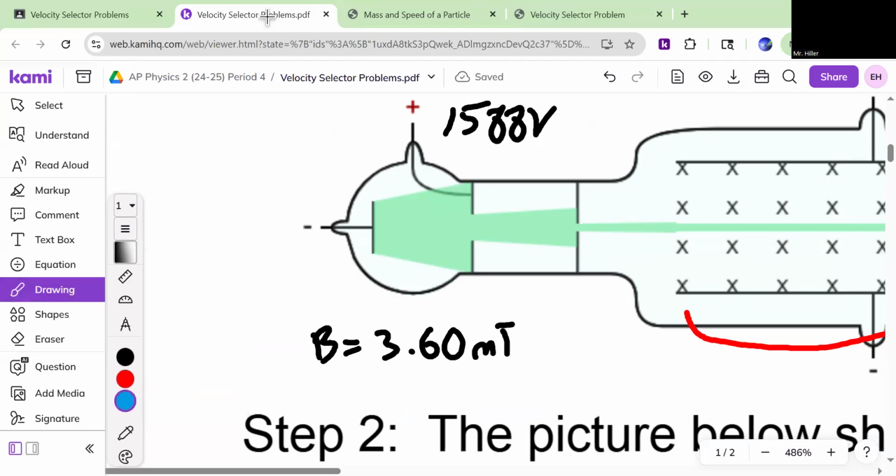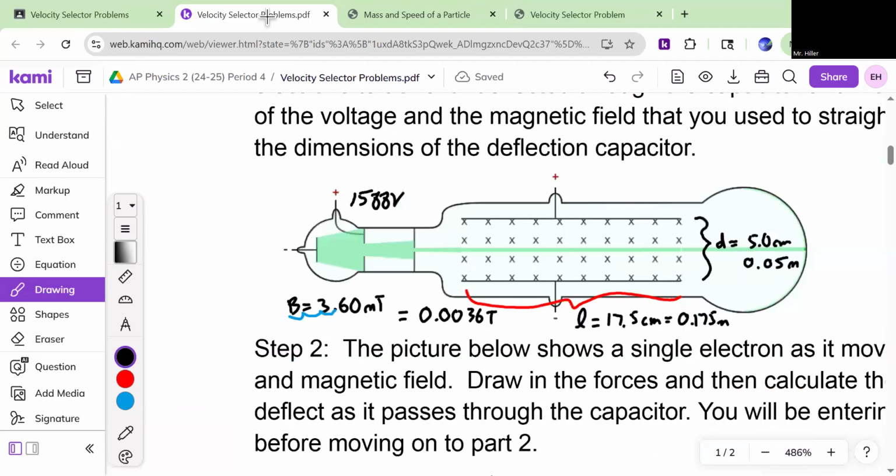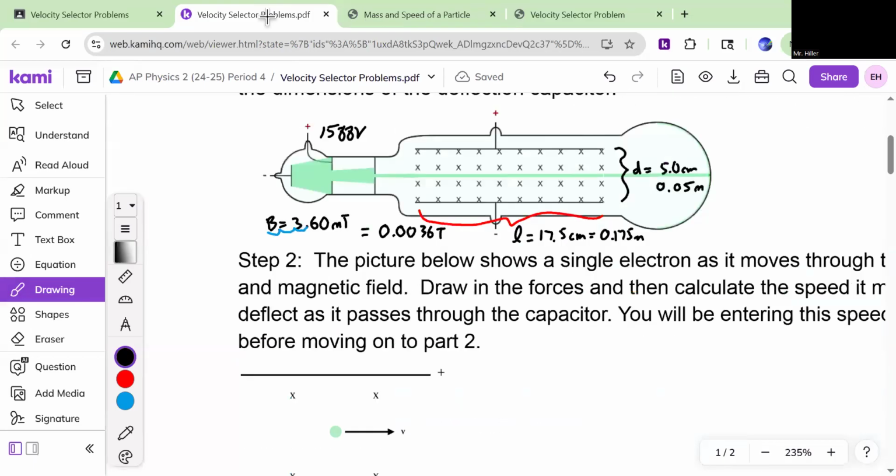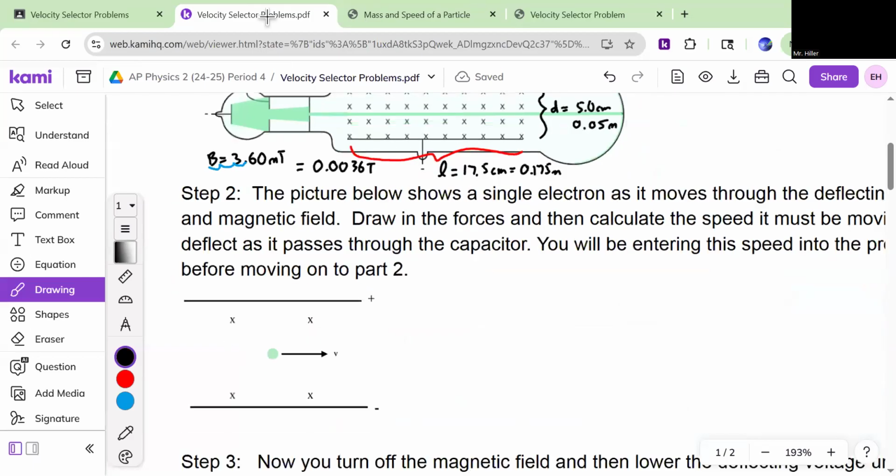Remember, to move from millitesla to Tesla, we got to move that decimal 3 places to the left, which would give us 0.0036 Tesla. Okay, so I've got everything I need. Now, let's go through and solve this problem.